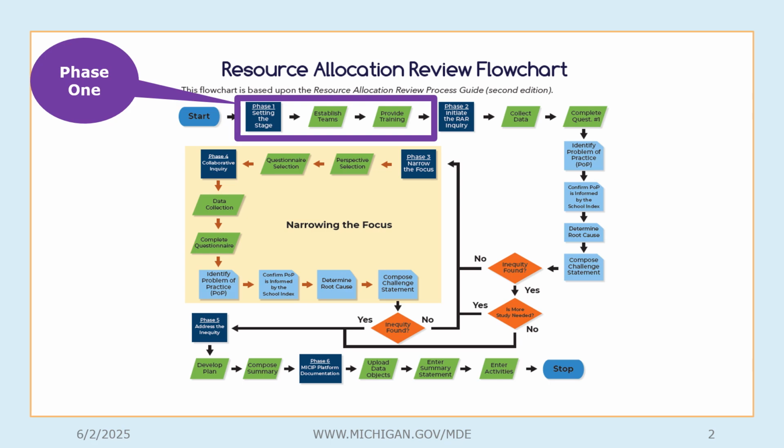This flowchart provides a visual of the recommended path for conducting a study of resource allocation. Phase 1 is focused on establishing a team or assessing a current team's membership so that necessary perspectives are represented. Upon establishing the team, the district will ensure that each team member understands what a resource allocation review is, why they are exploring this topic, and how the work will be completed.